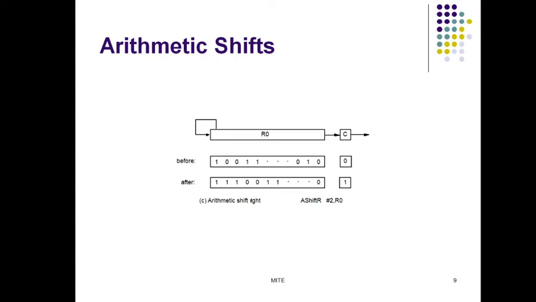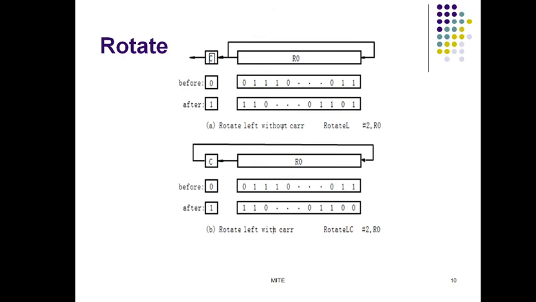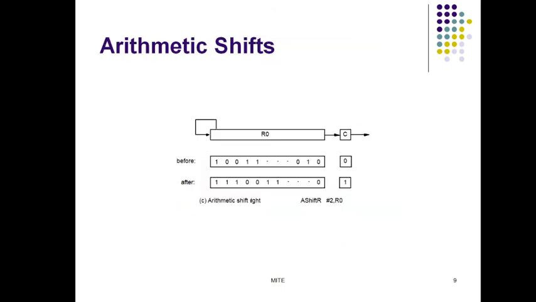In left shift it is going to be always 0, and in logical shift it is also always 0, but in case of arithmetic shift it depends on the sign bit of that particular number. Otherwise both are almost similar. An example of arithmetic right shift is given in the figure. The instruction will be written as ASHR hash 2 comma R0, that means arithmetic shift right by 2 bits.